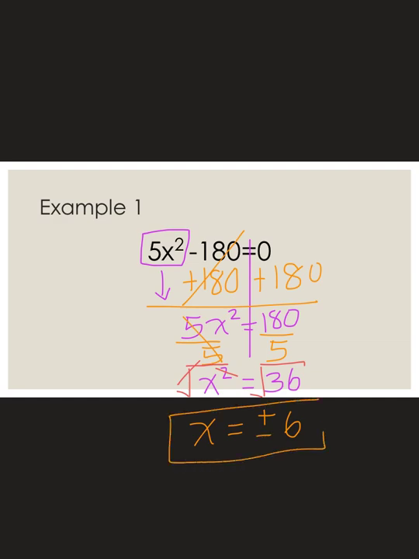So there's your answer. And what this means is if we're looking at a parabola, a quadratic graph, the graph is going to cross the x-axis at 6 and negative 6. Let's do another problem.